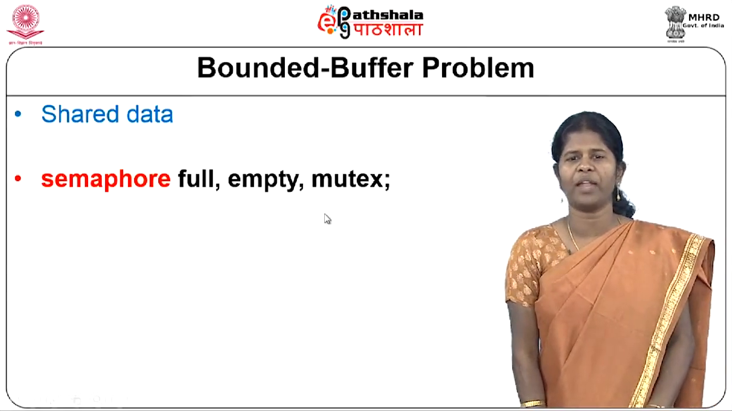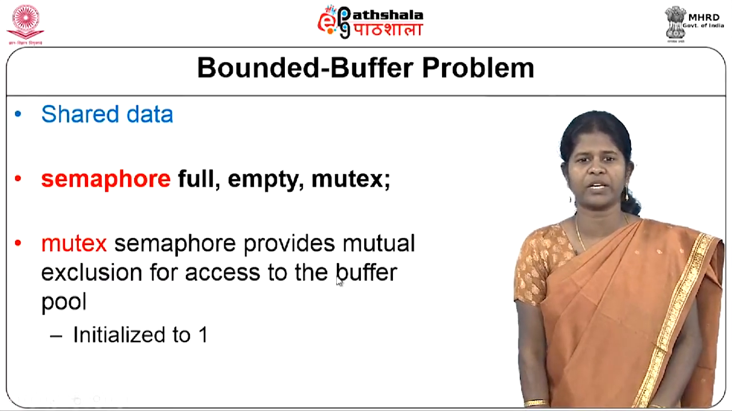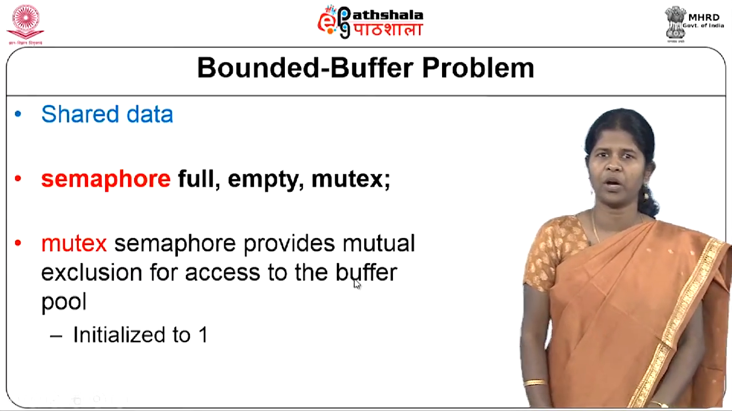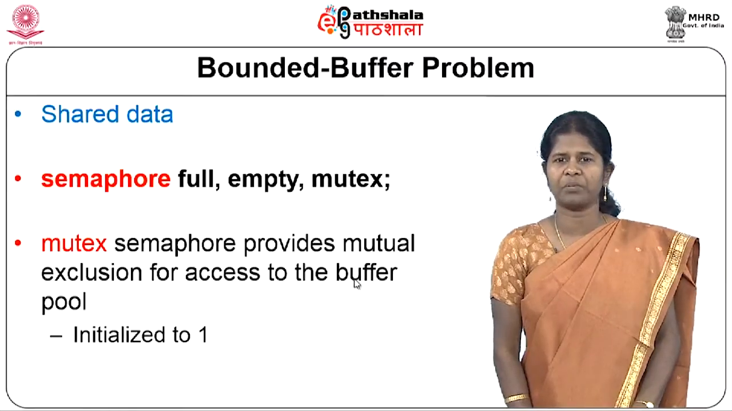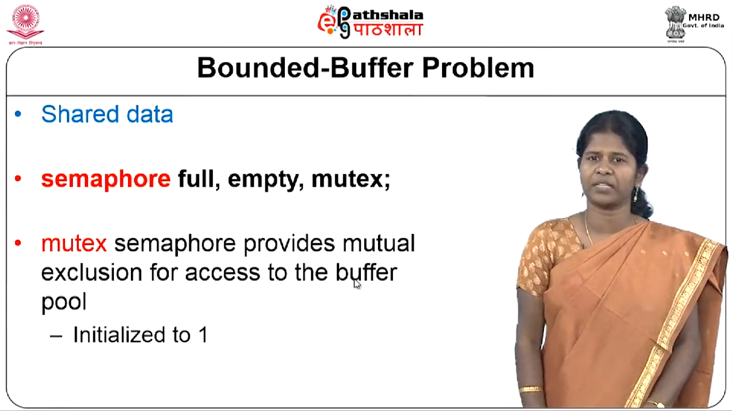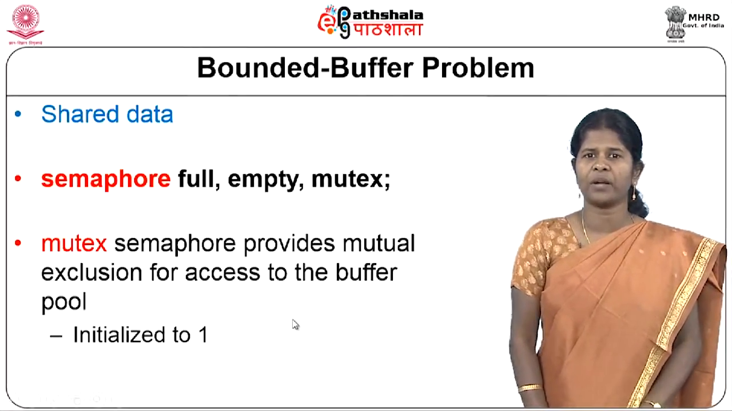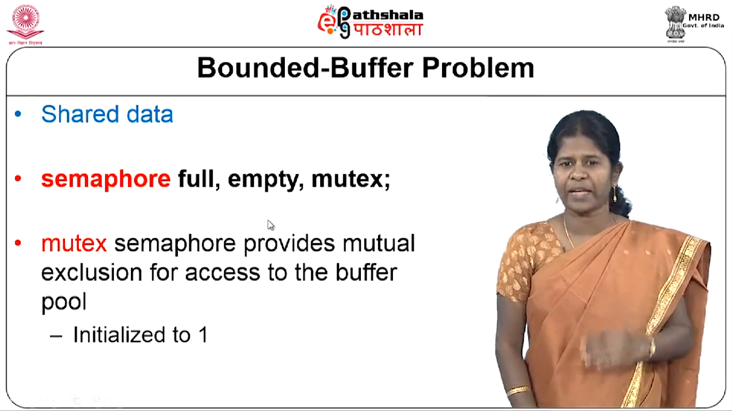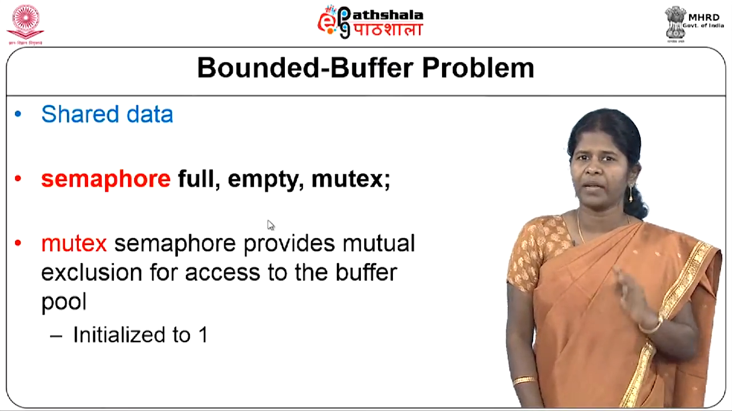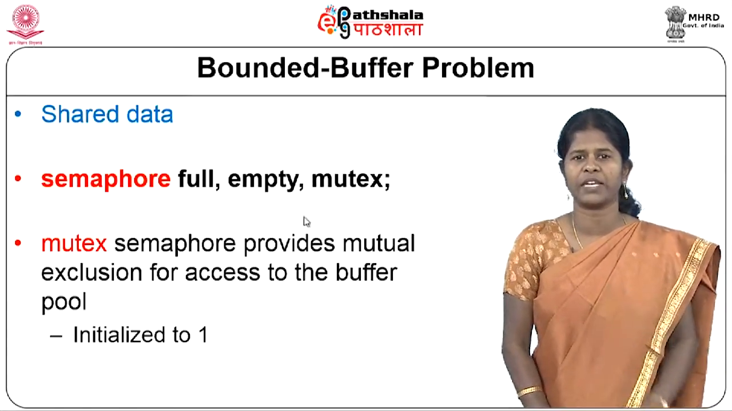So, here we have full, empty, mutex, 3 shared resources, and this mutex semaphore provides mutual exclusion for access to the buffer pool. So, any process, be it the producer or the consumer, before accessing the buffer will have to wait on the semaphore mutex, and after accessing the buffer they can signal the semaphore mutex, and initially it is initialized to 1. Why is it initialized to 1? Because only one process can access the buffer at a particular time. So, mutex is safeguarding this buffer pool, and only one process can access the buffer pool, and hence the initial value of mutex is set to 1.